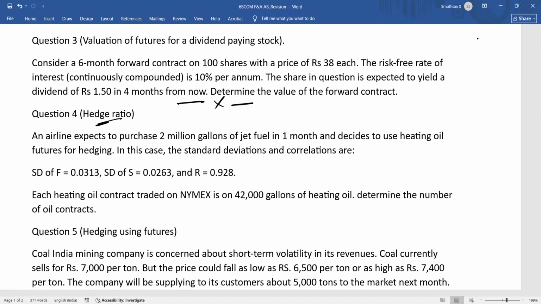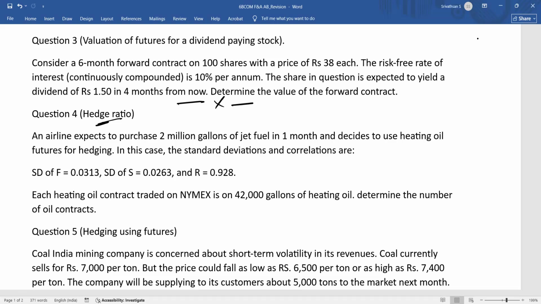The trader has taken a position in the spot market, and the position in the spot market carries a risk. In order to hedge that risk, he has to take an alternative position in the futures market. In the futures market, he is going to purchase or sell contracts. So hedge ratio is used to calculate how many contracts he should purchase or sell in order to hedge his position in the spot market.